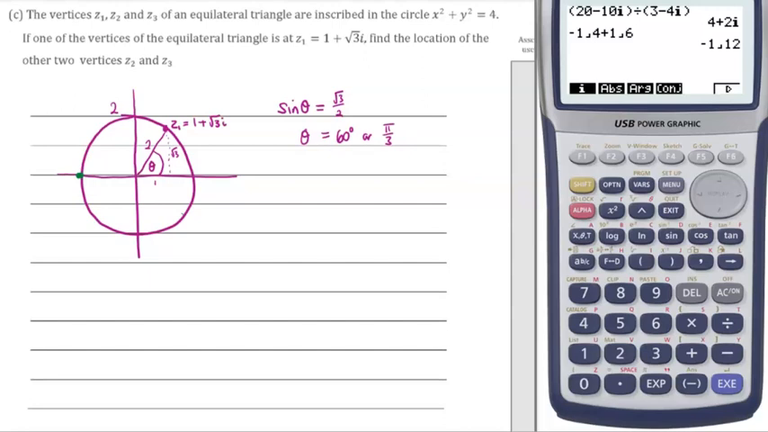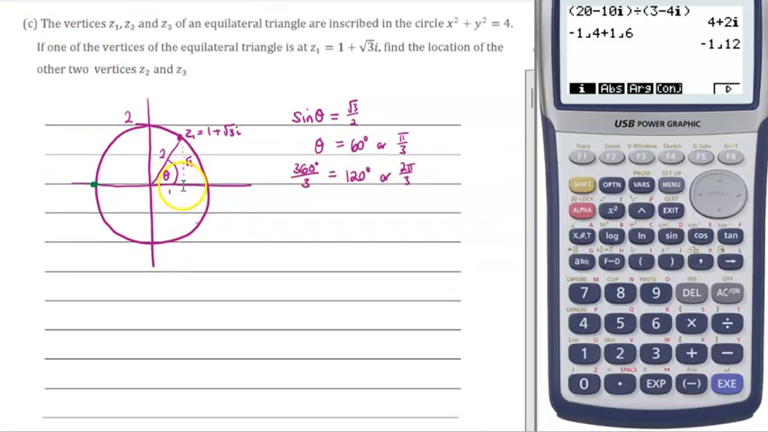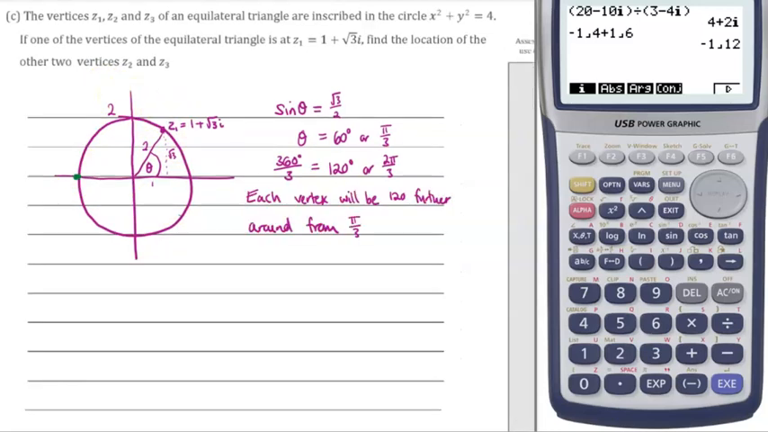Now, to find the other corners of that equilateral triangle, we know there'll be 3 of them spaced around this circle. So if we split 360 degrees up into 3, then we can count on from there. So if this first one is at 60 degrees, the next one will be 120 around from there. So it'll sit here at 180 degrees. And the next one will be another 120 around from there. So we've got 3 evenly spaced corners of a triangle.